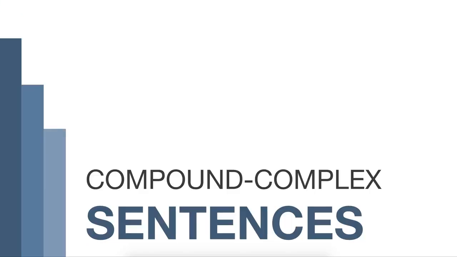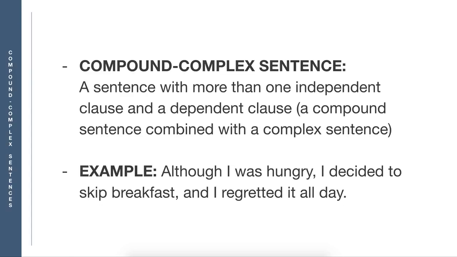Now that leads us into compound complex sentences, which is the last type of sentence that we will discuss. A compound complex sentence is a sentence that has more than one independent clause and it has a dependent clause. In other words, it is a compound sentence that has been combined with a complex sentence. Here's an example. "Although I was hungry, I decided to skip breakfast and I regretted it all day." This is all one sentence, but we start out with a dependent clause, "although I was hungry." That does not make sense by itself. It's not a complete thought, therefore it is a dependent clause.